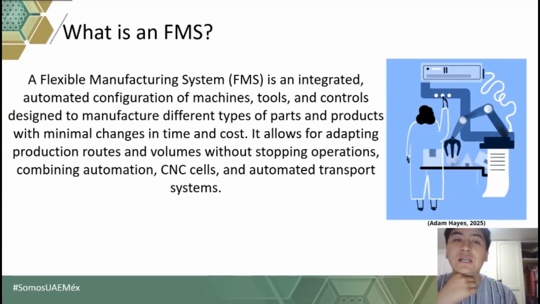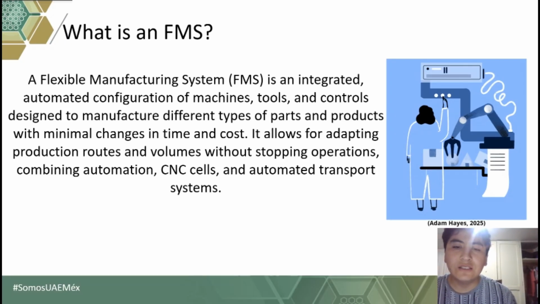What are flexible manufacturing systems? A flexible manufacturing system is an integrated, automatic configuration of machines, tools, and controls designed to manufacture different types of parts and products with minimal changes in time and cost.